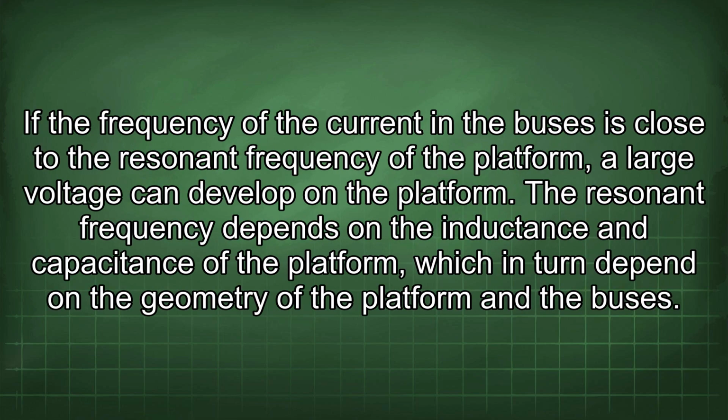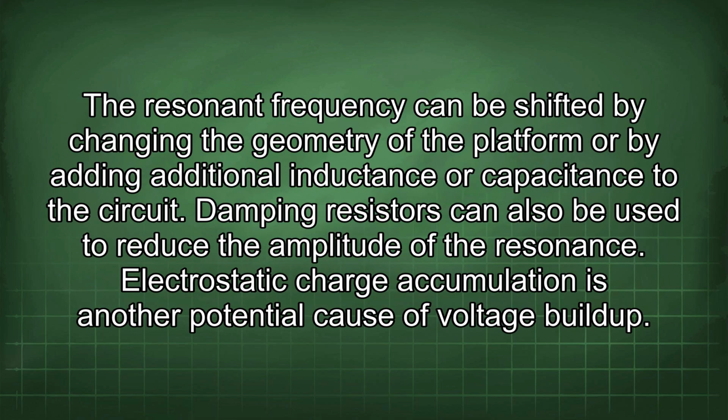If the frequency of the current in the buses is close to the resonant frequency of the platform, a large voltage can develop on the platform. The resonant frequency depends on the inductance and capacitance of the platform, which in turn depend on the geometry of the platform and the buses. The resonant frequency can be shifted by changing the geometry of the platform or by adding additional inductance or capacitance to the circuit. Damping resistors can also be used to reduce the amplitude of the resonance.